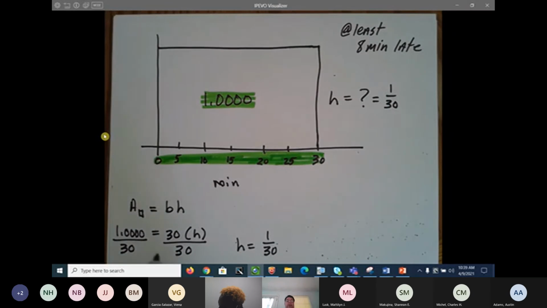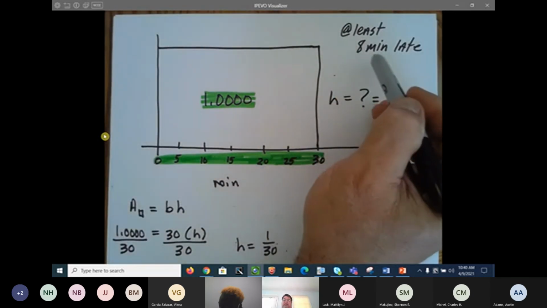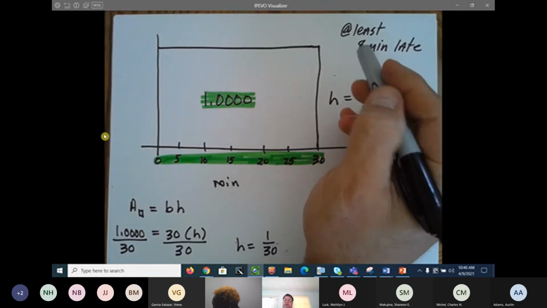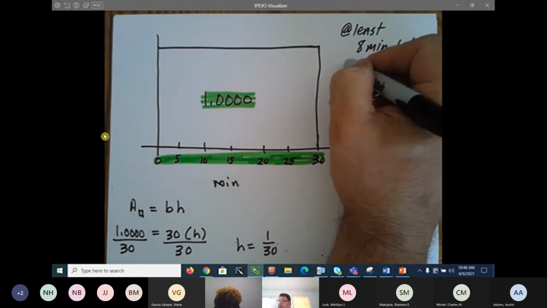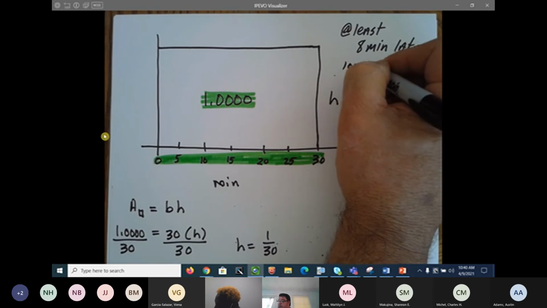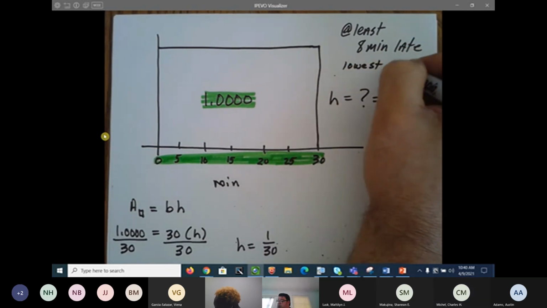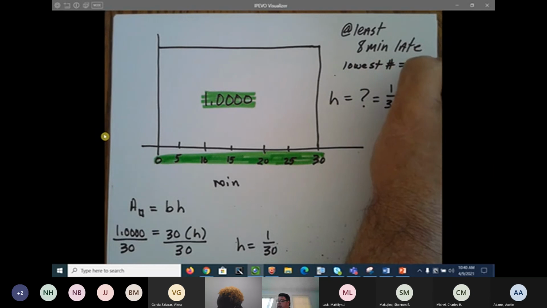Now, in this problem, the height was given, but I wanted to show you how to find your height, because in some questions they will not give you the height. And now for the actual question. Somebody tell me what "at least 8 minutes" means. That means the lowest number has to be what? 8 minutes. Lowest number is equal to 8.